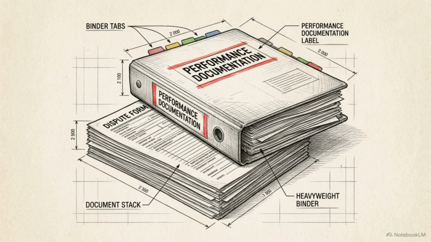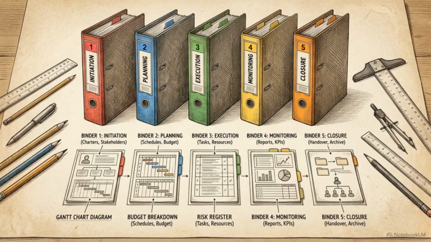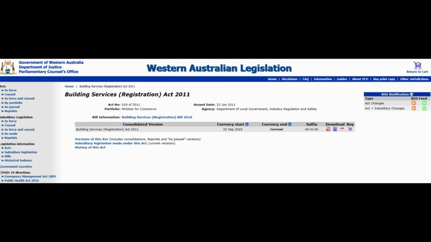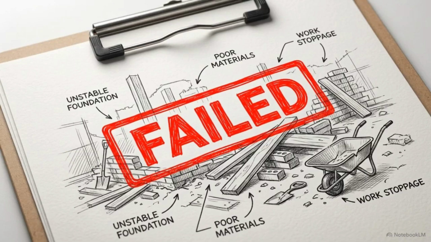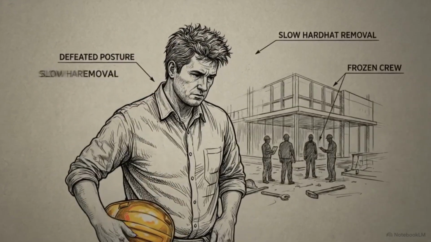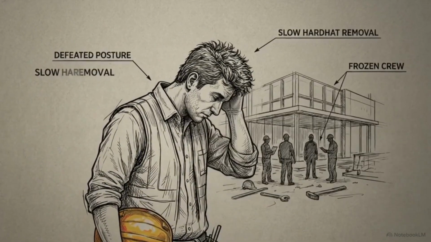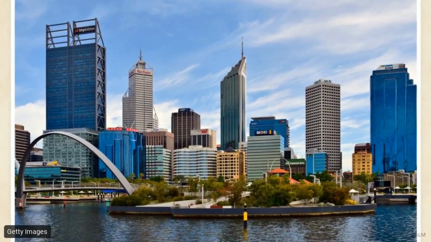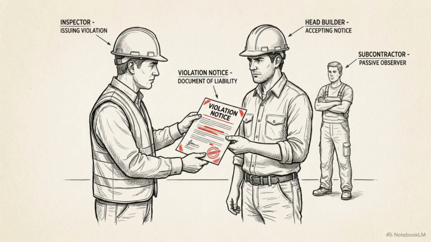These 5 stages provide a comprehensive system for project oversight. This management cycle is a core requirement of the Building Services Registration Act 2011. Under this act, inadequate supervision of a subcontractor is a direct disciplinary failure for the head builder. The Building Services Board can suspend or cancel a builder's registration based on the failures of the trades they engage. In Western Australia, disciplinary records are public and permanent. A builder cannot shift the blame to a subcontractor. Rigorous management across the 5-stage life cycle is the non-negotiable cost of holding a WA builder's registration.